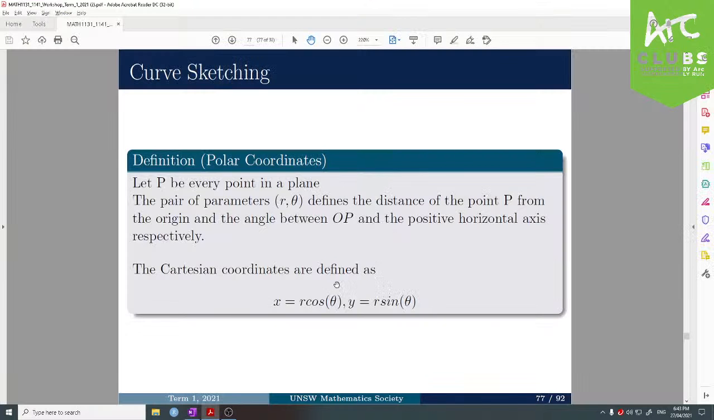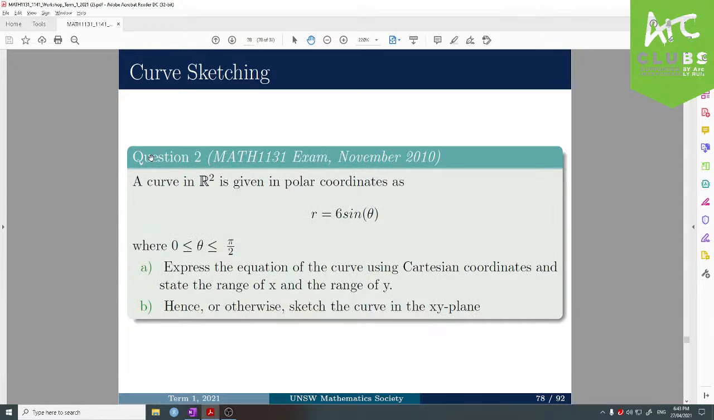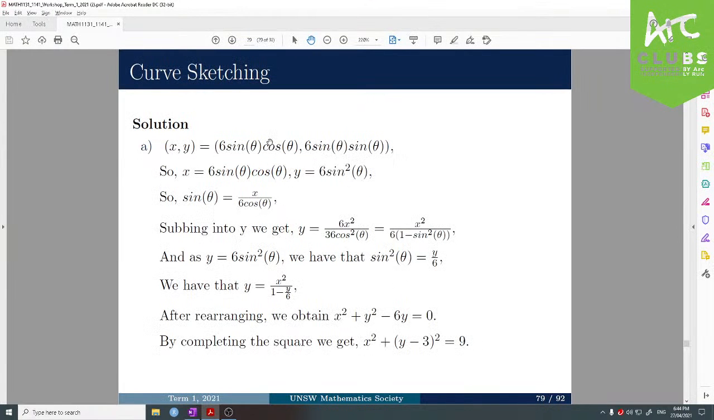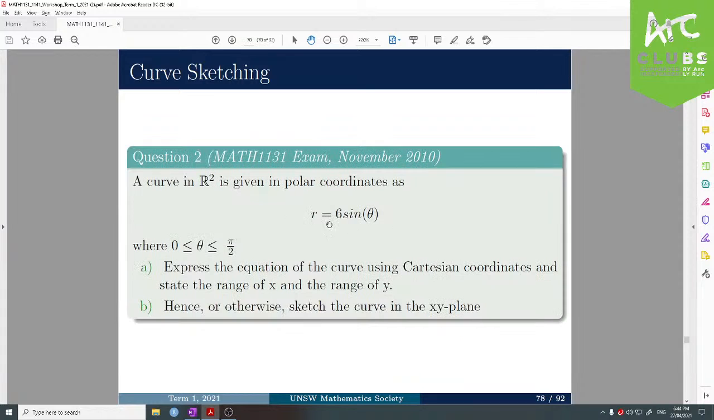An example: a curve is given by the polar equation r equals 6 sine theta, where theta ranges between 0 and pi over 2. Express the equation in terms of Cartesian coordinates and state the range of x and the range of y. To do part A, we make use of the parametrization: using x equals r cos theta and y equals r sine theta, x will equal 6 sine theta cos theta, because r in this case was defined as 6 sine theta.